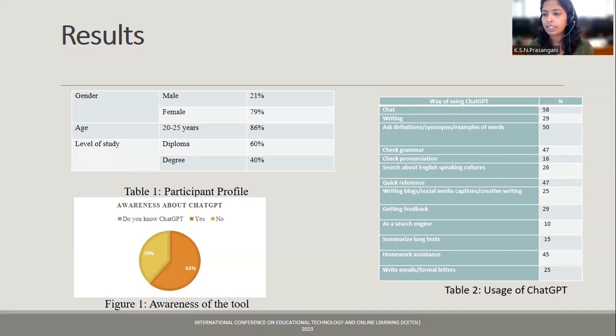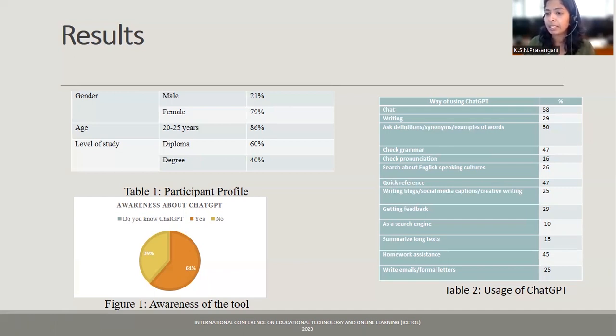Interestingly, we found that 58% of the students use ChatGPT for chatting purposes. That means they interactively engage with ChatGPT just to chat, so they have to chat in English, and they get responses in English, and it helps them improve their English language proficiency.